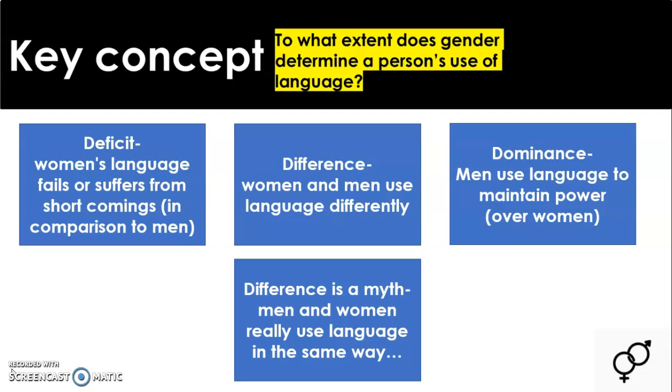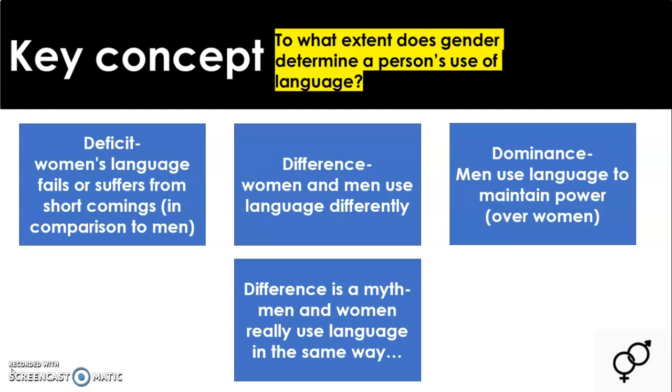Okay, there is the D of dominance, the dominance model. Now, the dominance model supports and promotes the attitude that men use language to maintain power, that their language is about an assertion of dominance, of presenting themselves as dominant, okay, and therefore over women at this stage.